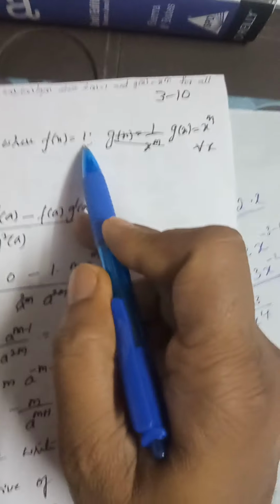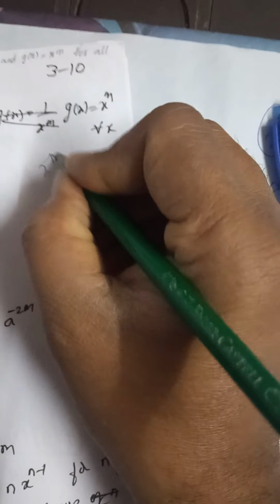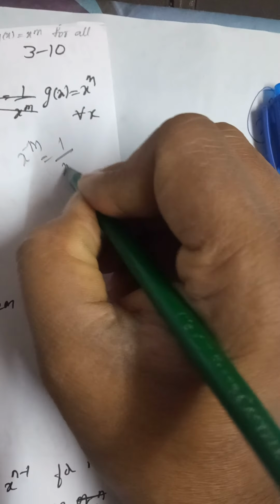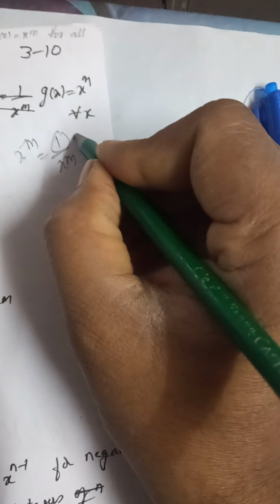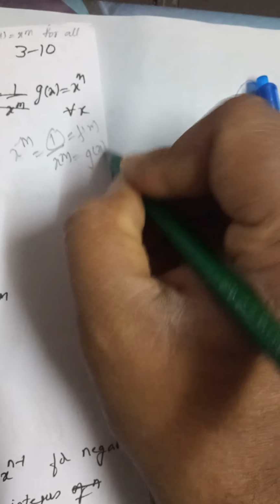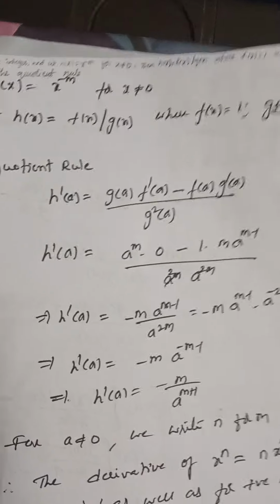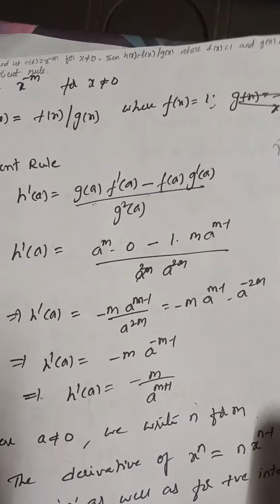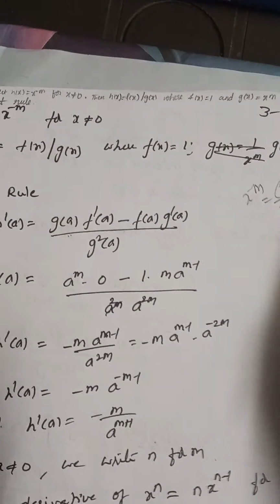Now, to solve this problem, let h of x equal f of x by g of x, where f of x is equal to 1 and g of x is equal to x power m. That means x power minus m can be written as 1 by x power m. This numerator we denote by f of x, and this denominator by g of x. That's it.